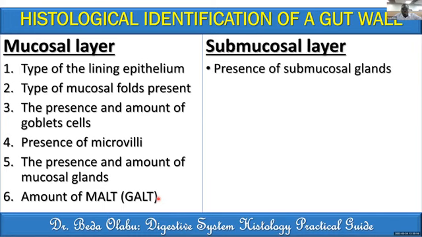How about in the submucosa? The leading thing in the submucosa is the presence of the submucosal glands. The moment you see glands in the submucosa, you only have two options. Is it esophagus or is it the duodenum?